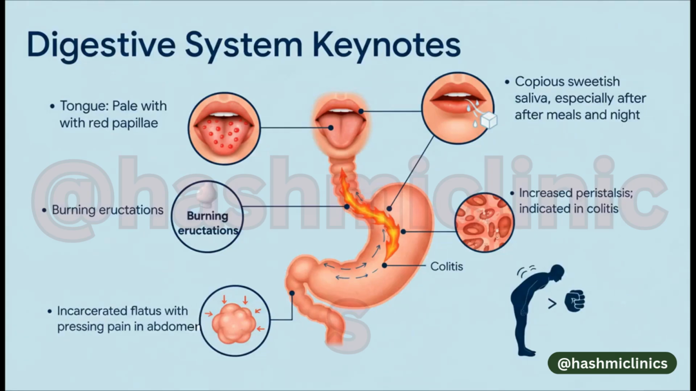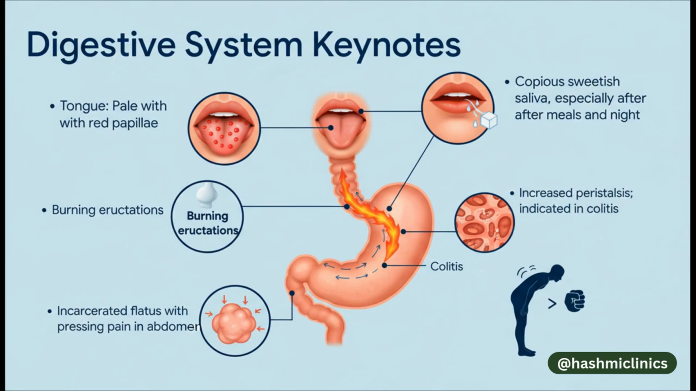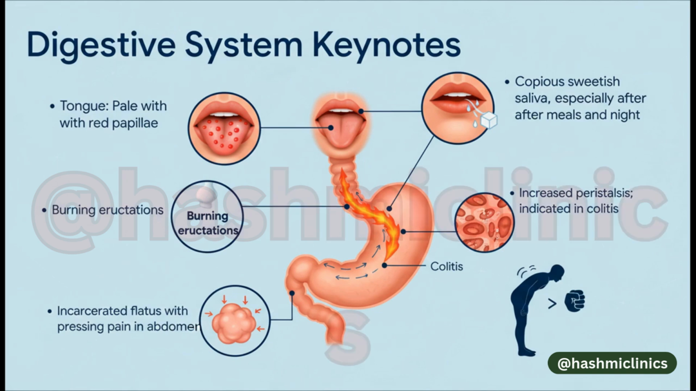So if we look at the digestive keynotes, you can see this clear pattern of fermentation and irritation. It starts right in the mouth with a pale tongue that has these red, prominent papillae and that hallmark copious sweetish saliva. Then it moves down to the stomach, causing burning eructations, and into the intestines with painful trapped gas that's only relieved by doubling over, that classic colic modality.